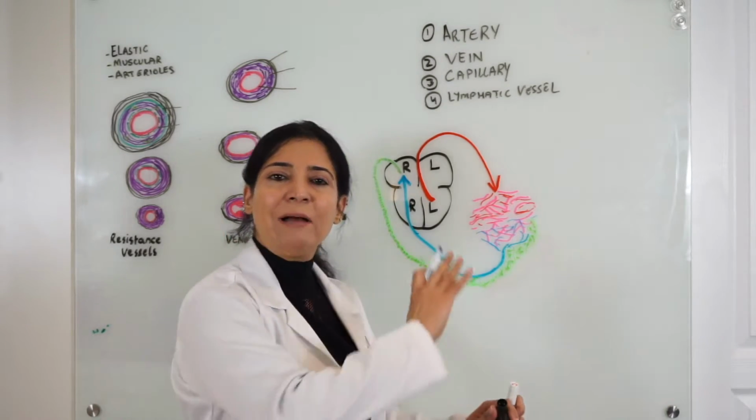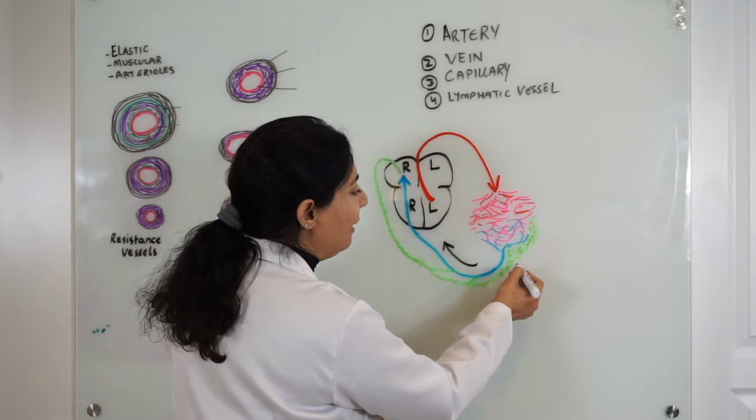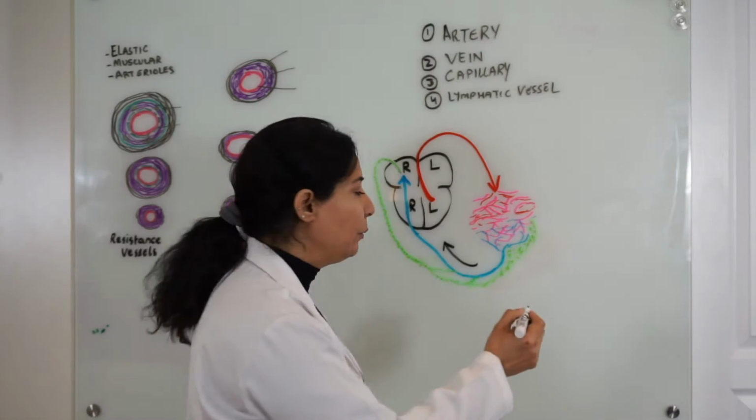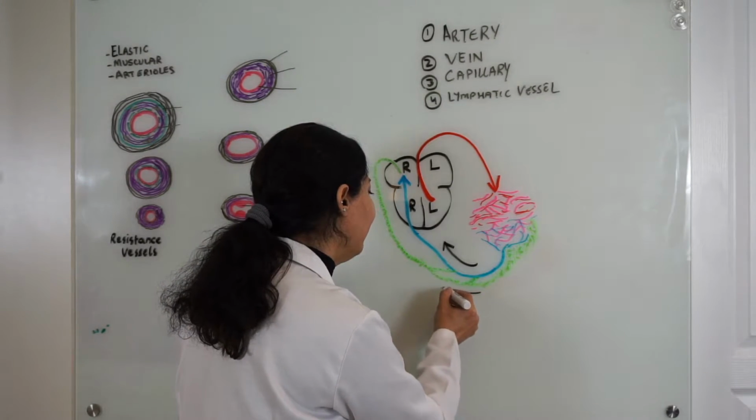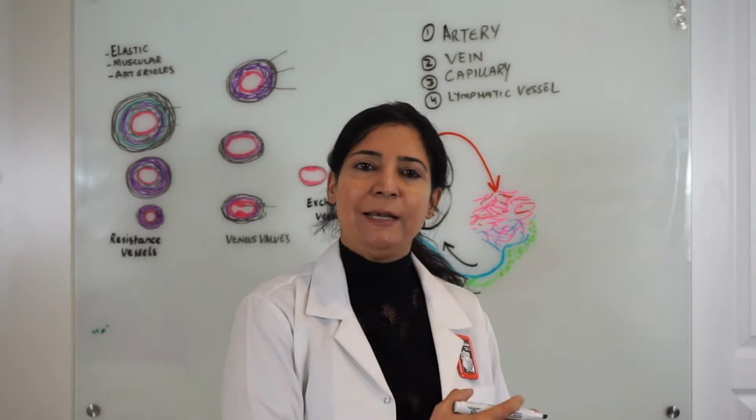So the blood will be traveling in the vein towards the heart, while the lymph, which is a clear tissue fluid, will be traveling within the lymphatic vessels again towards the heart. Which side of the heart? Right side of the heart.